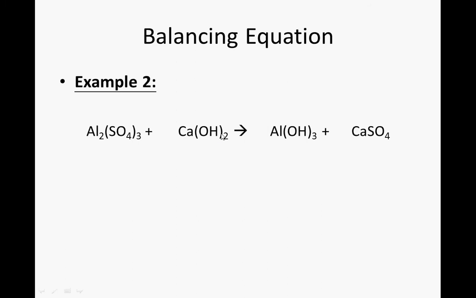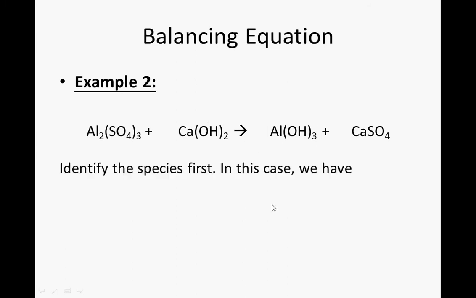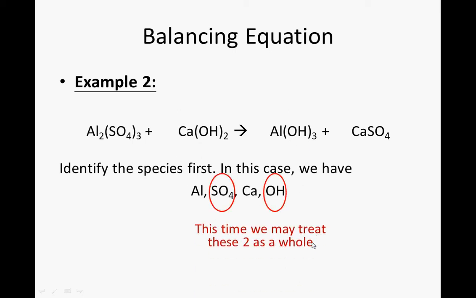For OH, it also occurs in the same group as well. So we say there are 4 terms overall: Al, SO4, Ca, OH. Only for this case, not for all the cases. You have to identify that SO4 always occurs together, and OH always occurs together. Then you can use this method. We can treat these as a whole, which may ease our balancing.